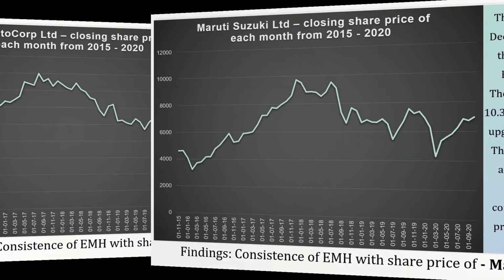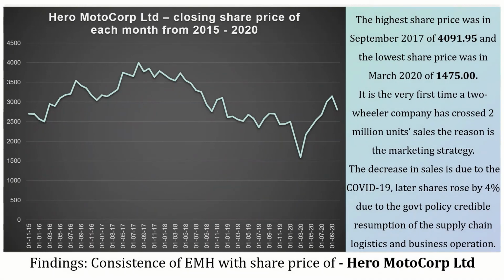Monitoring the share price of Hero MotoCorp for the last 5 years shows that the highest share price was during September 2017 with a share price of 4,091.95, and the lowest share price was during March 2020 with a share price of 1,475. The increment in sales during September 2017 has resulted in the rapid increase of share price. It is the very first time a two-wheeler company has crossed 2 million units sold. The prominent reason for such an increment is the marketing strategy for the festive season and FIFA World Cup 2017, which enhanced the customer interaction via events like Trophy Tour.